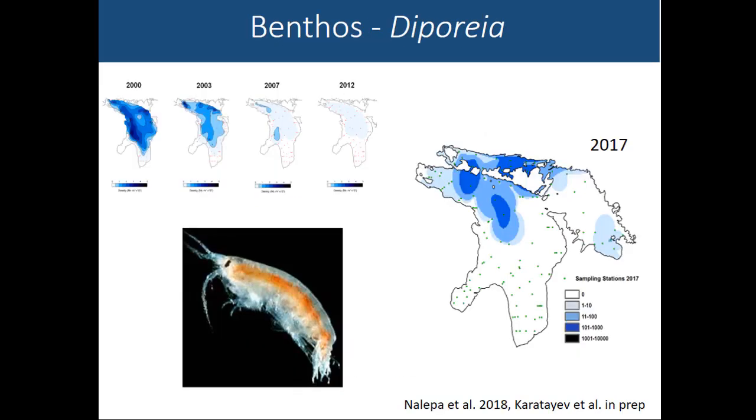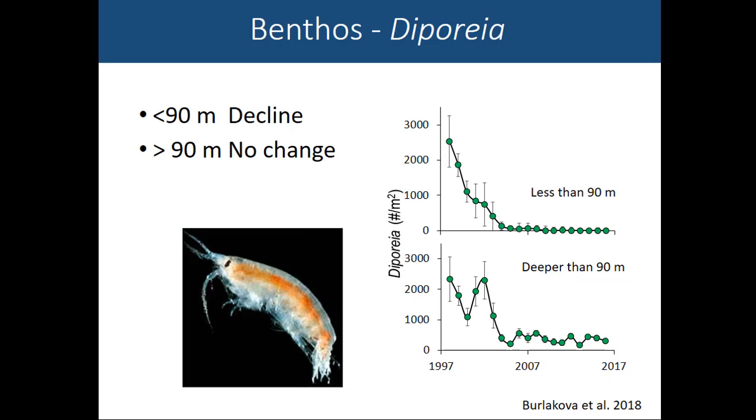What about these benthic invertebrates? You've seen these pictures before. The Nalepa pictures, when they are plenty in 2002, declining as you go through it in 2012. And actually we did find, this is Karatayev and Mayer's data, did find some still up there in the northern part of Lake Huron. But certainly substantially less than earlier.